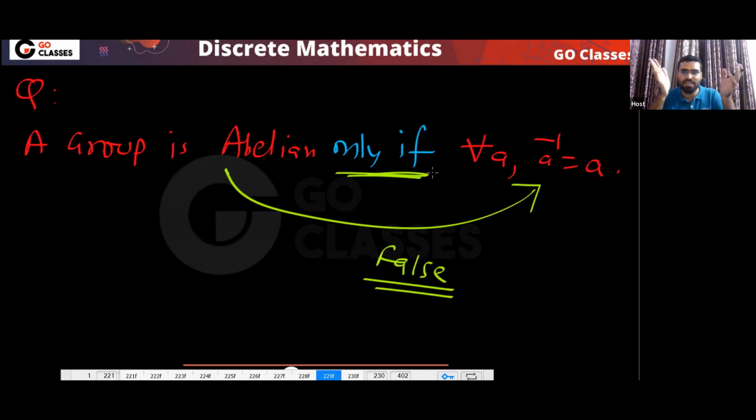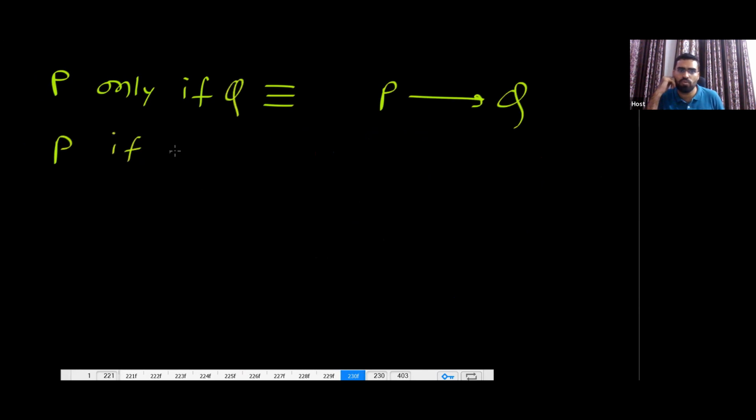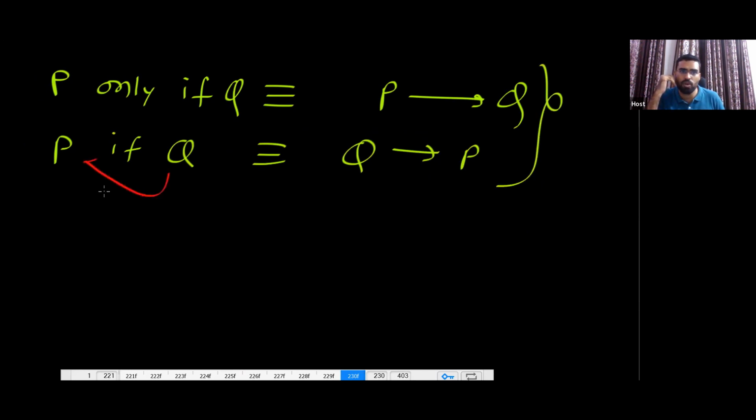If and only if. Remember your propositional logic. From propositional logic, you already know P only if Q is the same as P implies Q. And P if Q is the same as Q implies P. So P if Q, here this happens, and P only if Q, here this happens.